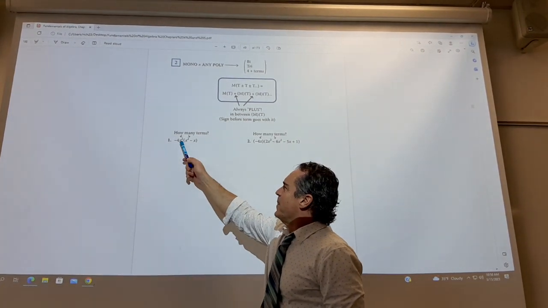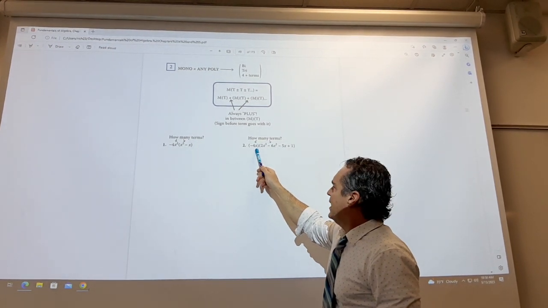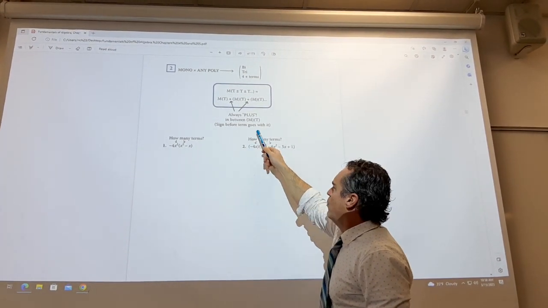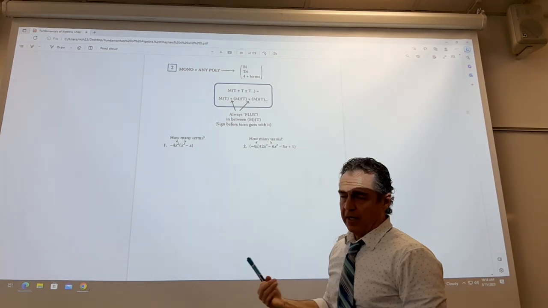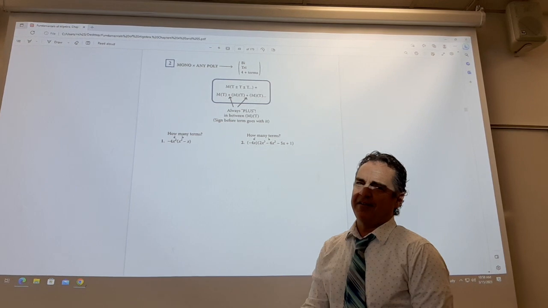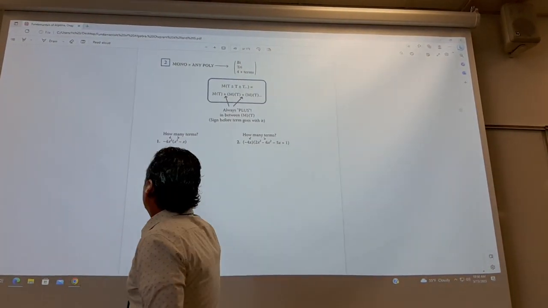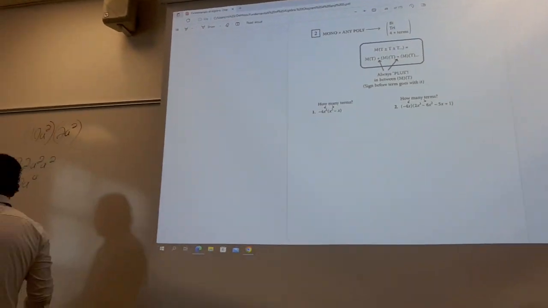All right. So 1 times 2 equals 2. How many terms here? 1. How many terms in here? 4. So you're going to write 1 times 4 equals, and what does it equal? Four. You got it. 1 times 4 equals 4. All right. So let's do this first one together.